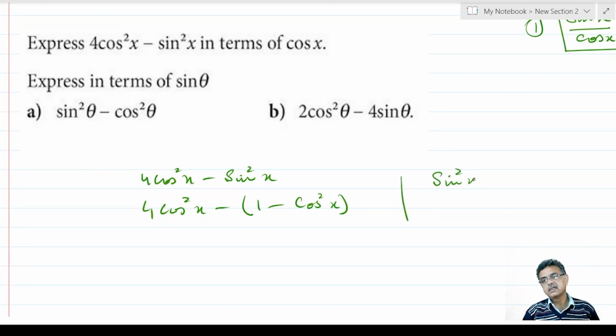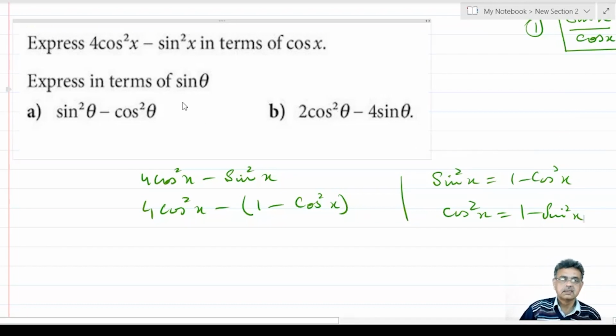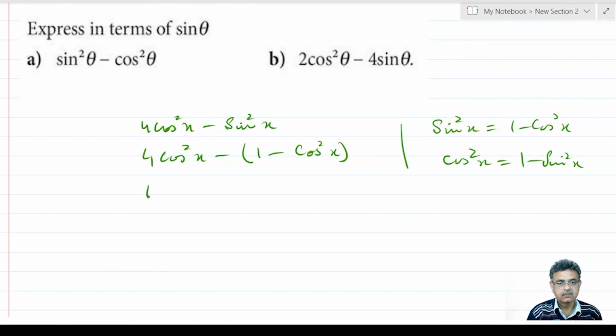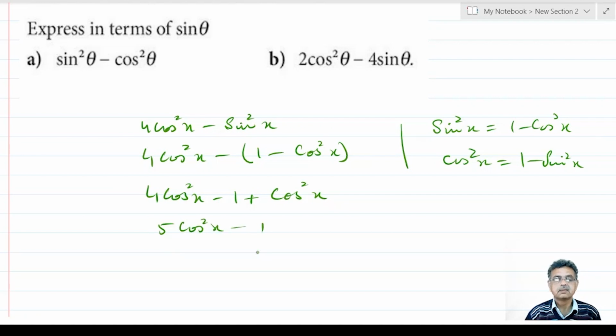Sine square x is equal to 1 minus cos square x, and also cos square x is equal to 1 minus sine square x. So in both ways we can replace. If the question had been to express in terms of sine x, then we would have changed this cos square x to 1 minus sine square x. But right now it is 4 cos square x minus 1 plus cos square x. That becomes 5 cos square x minus 1.